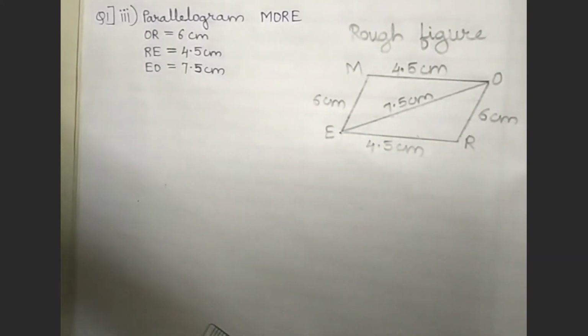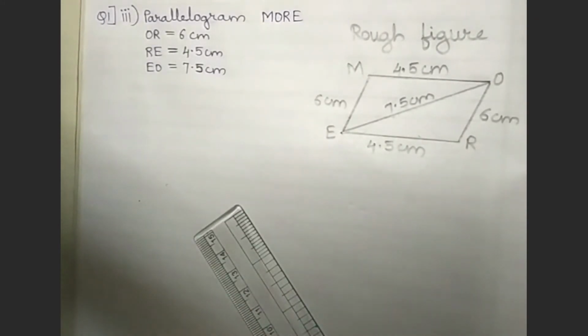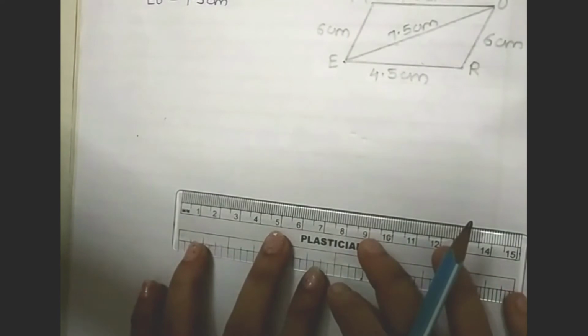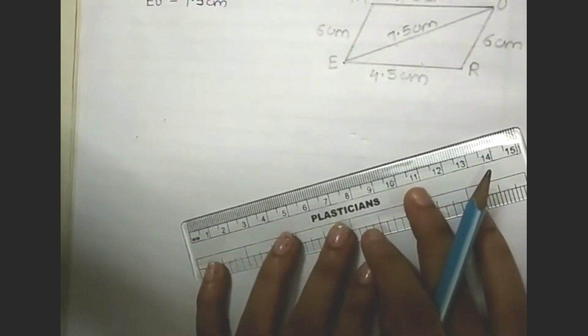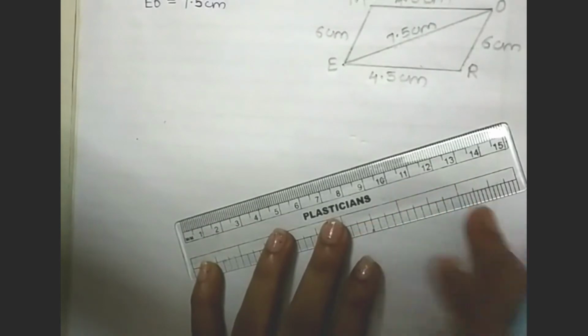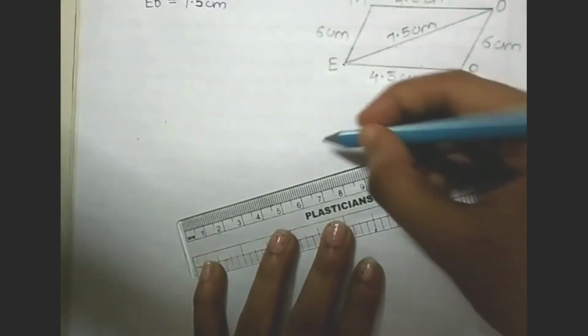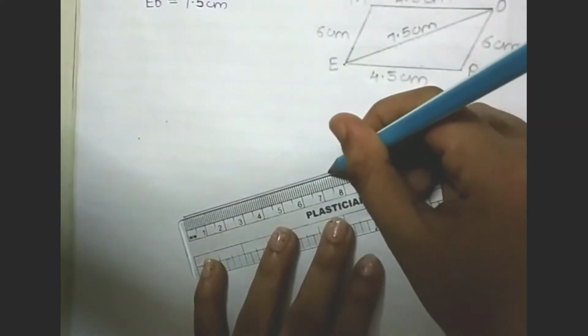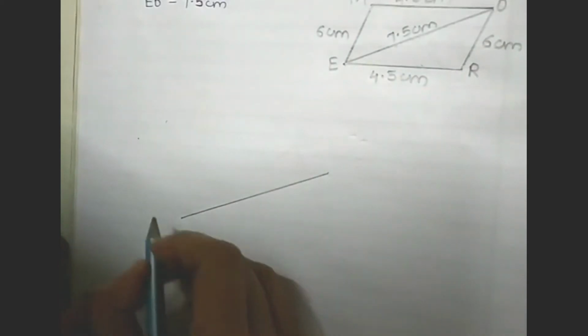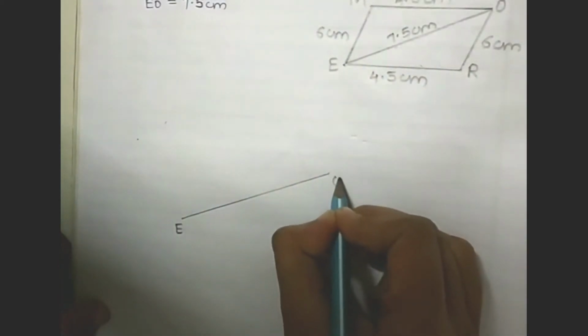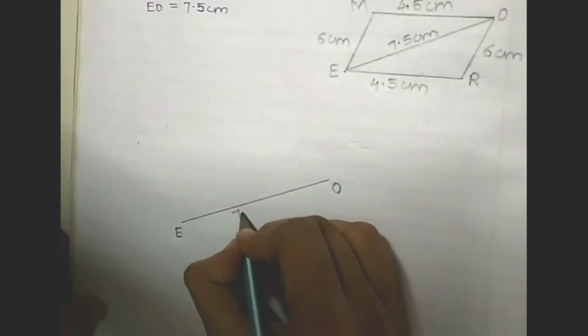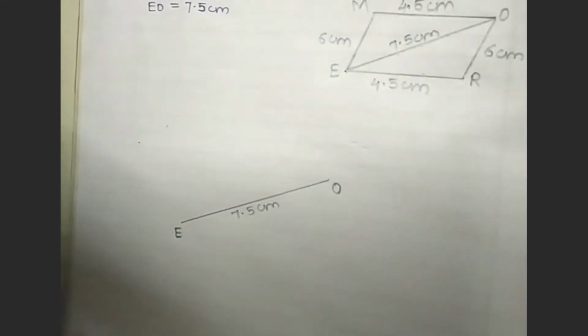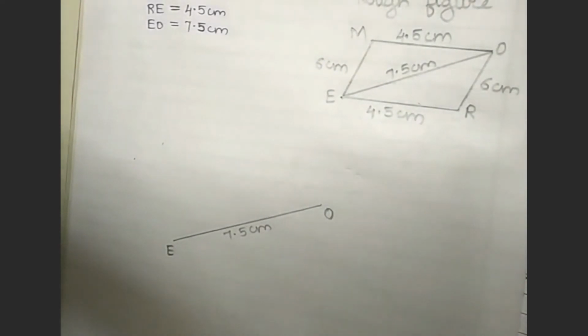So whenever such a figure is given where all the sides are given and a diagonal is given, we always begin with the diagonal. So I will first draw this diagonal over here. Okay, I will draw it like this. So the diagonal is 7.5 centimeter. And the names are EO. So diagonal EO is 7.5 centimeter. Now we will start constructing the sides.